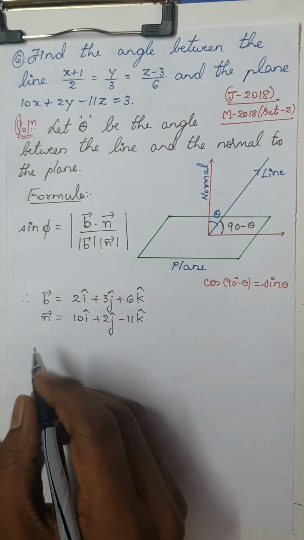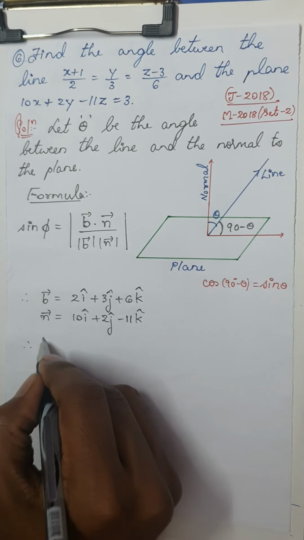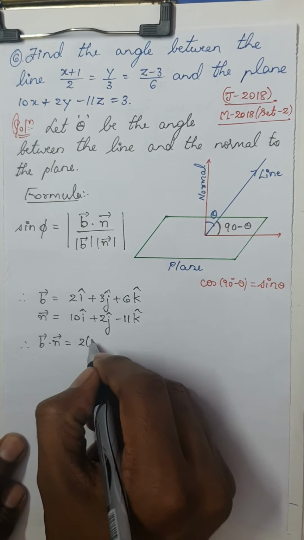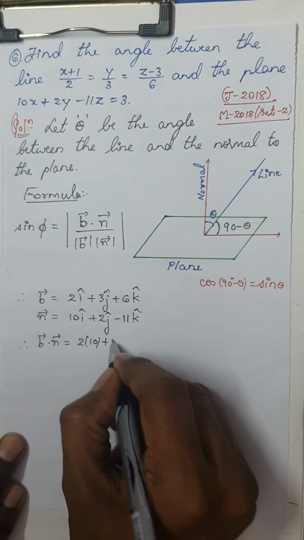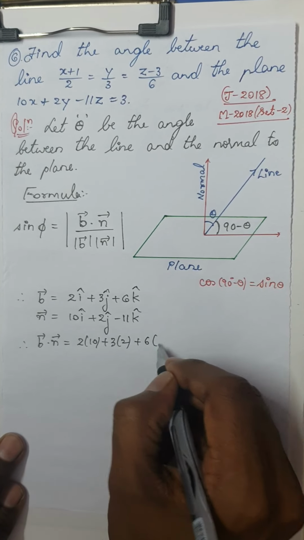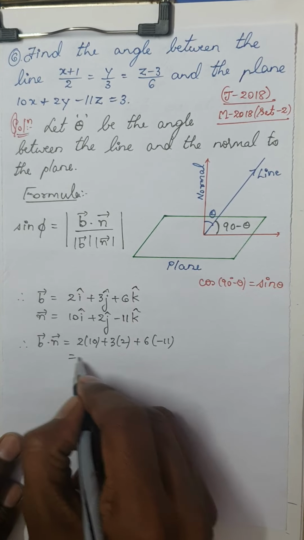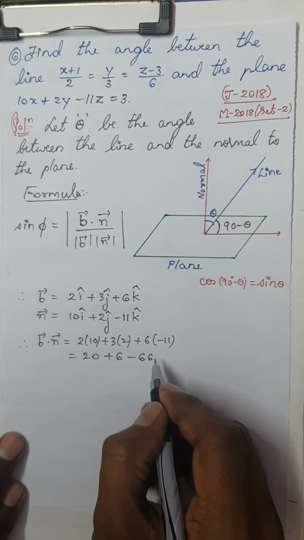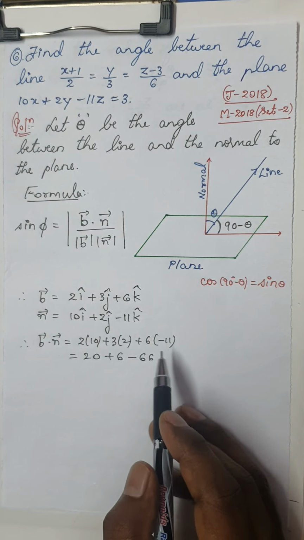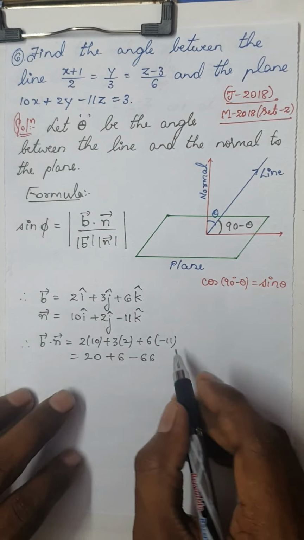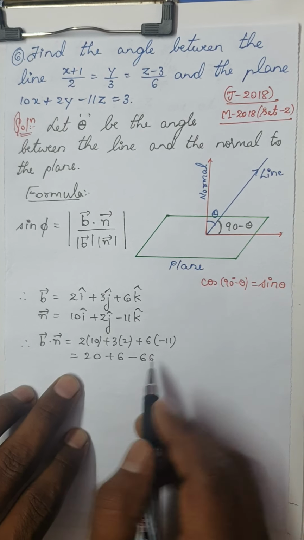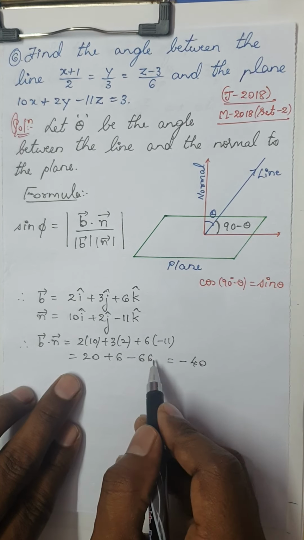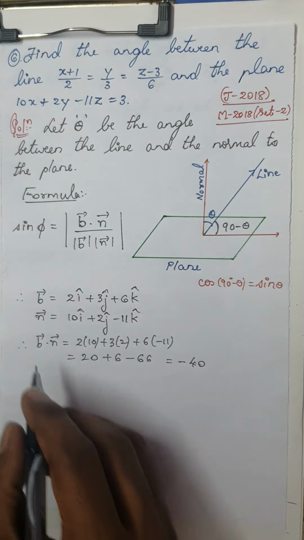Okay, therefore now look here, what is b dot n? So b dot n is 2 into 10, plus 3 into 2, plus 6 into minus 11. So this is 2 tens are 20, plus 2 threes are 6, minus 6 elevens are 66. If you solve this, 26 minus 66 is minus 40.